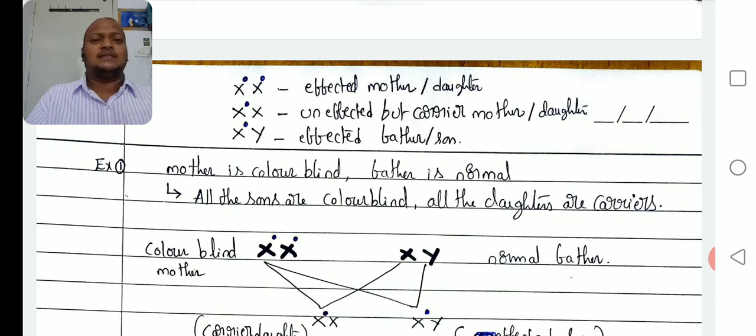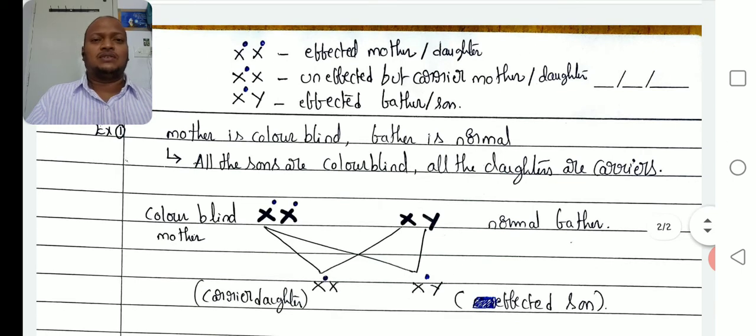Right? This is regarding color blindness genotypes. X^c X^c is affected females, X^c X is carrier, unaffected carrier females, and X^c Y is affected males. Okay, right. So there are four scenarios here we will observe, four different types of scenarios.